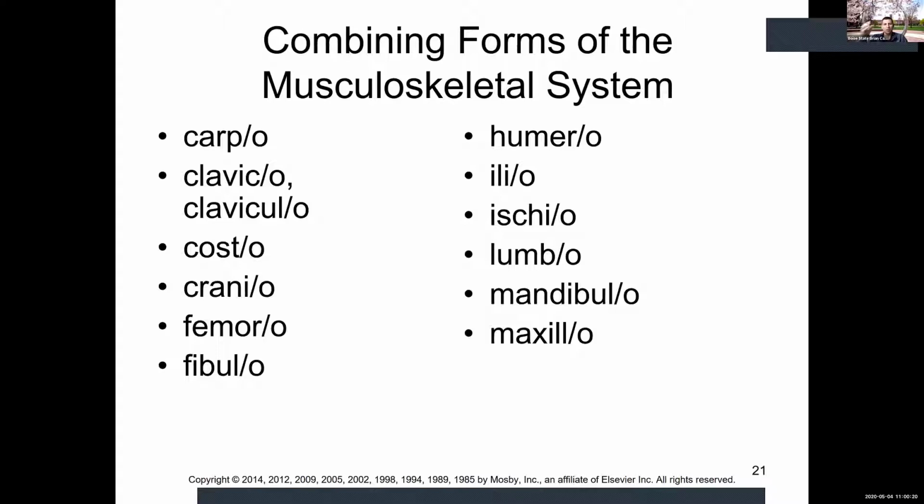Cranium or skull. Femur or femoro is the long bone of your leg, of course, in the upper leg, femur. Fibulo, dealing with your fibula. Humero, humerus. Ili and ischia, talking about like the ilium for your pubis or your pelvic bone. So we will see that when we look at the pelvic girdle a little bit closer.